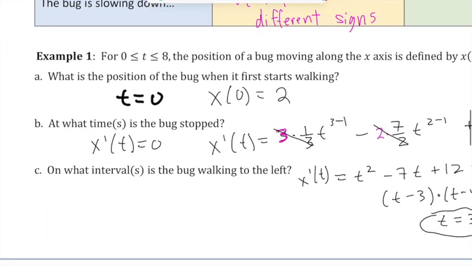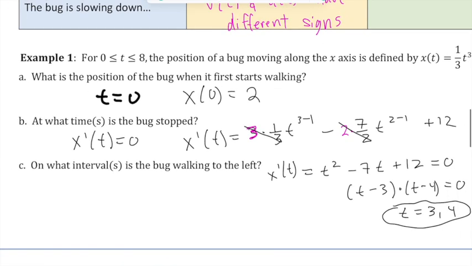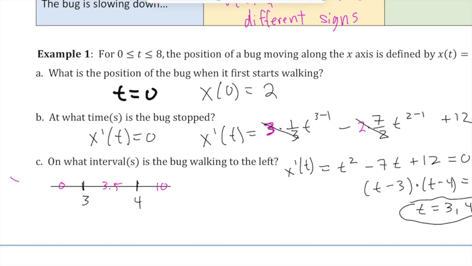And then part C is when is the bug walking to the left? So we're going to do a sign chart, and we're going to plug in different values. So I guess we'll plug in 0, we'll plug in 3.5, and we'll plug in 10. And we are plugging this into the derivative. So let's note that over here.